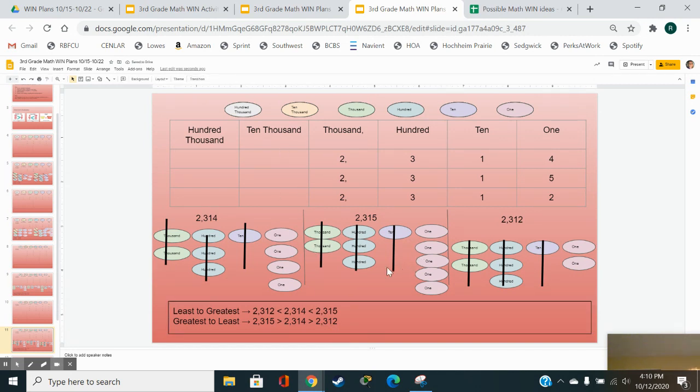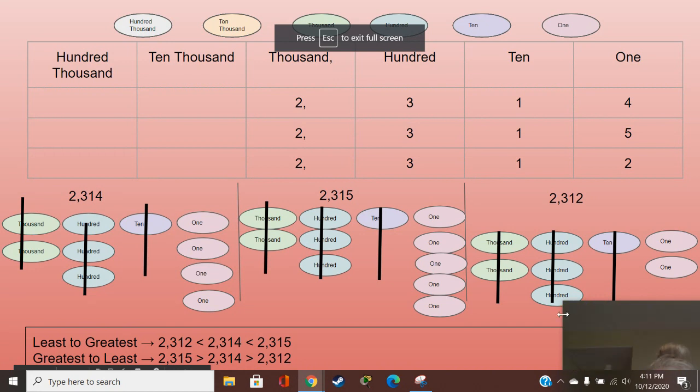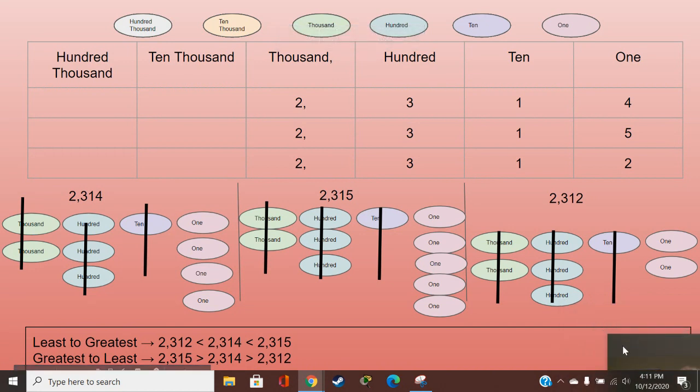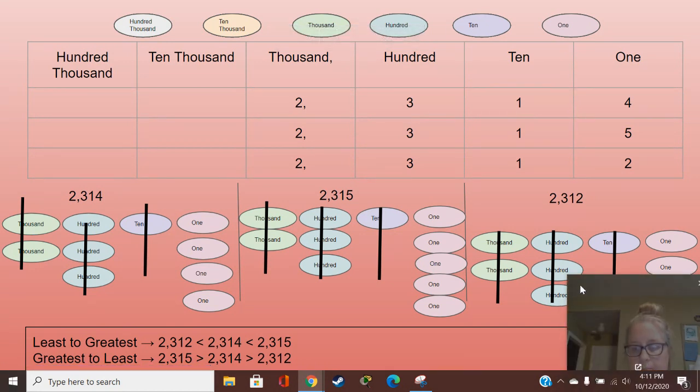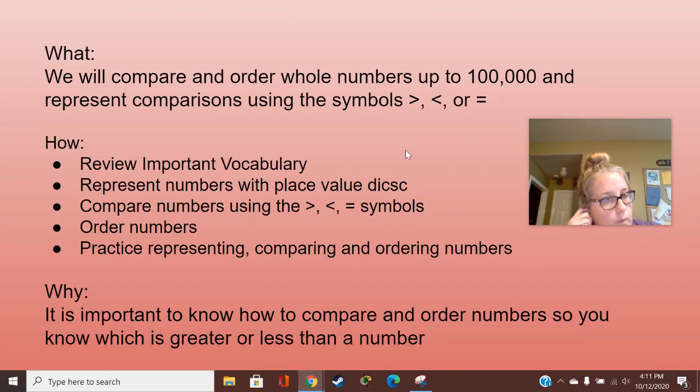Now I'm able to see that I was able to order these numbers from least to greatest, from smallest to biggest, and also from greatest to least, from biggest to smallest. So if I come back into present mode, I'm able to see all of that information. So here is what we talked about today. We talked about how to compare and order whole numbers up to 100,000 and represent comparisons using the symbols greater than, less than, or equal to.